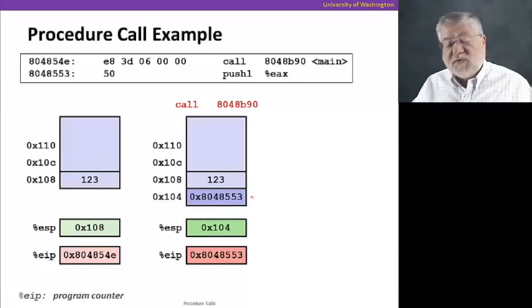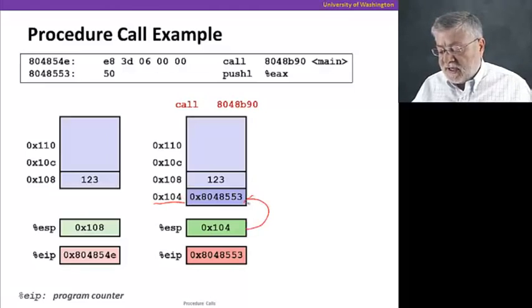So you notice the stack grew a little bit. We now have something at location 104, and the stack pointer was adjusted to point to that location. We subtracted 4 from the stack pointer. That's the push instruction. Okay?